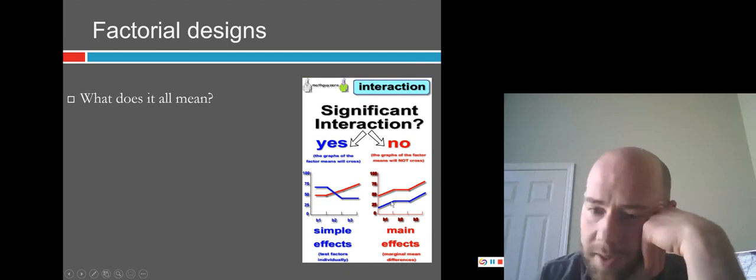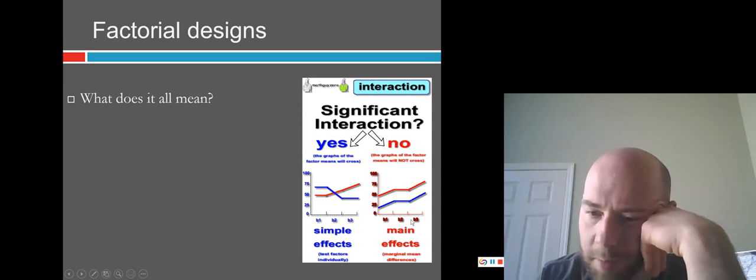So let's say we had condition A, and variable B with B1, B2, and B3. You see here on this panel for the no interaction side. So on your B variable, you have 3 conditions.